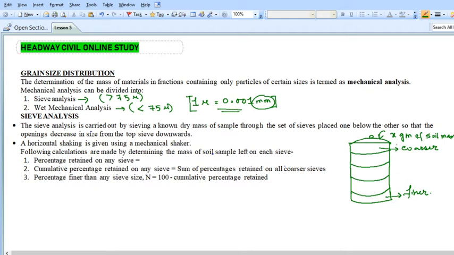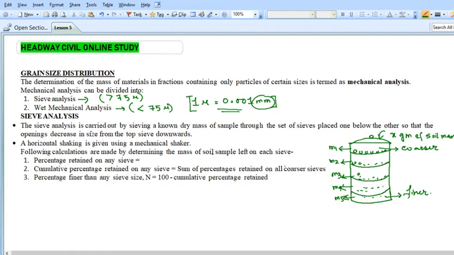Next, what will happen? A certain amount of particles get retained on each of the sieves, right? So few particles will get retained on each sieve. We'll weigh this mass as say M1, M2, M3, M4 and M5, right? So this will be M1, this will be M2, say M3 and M4 and M5. So this is how we weigh this mass.